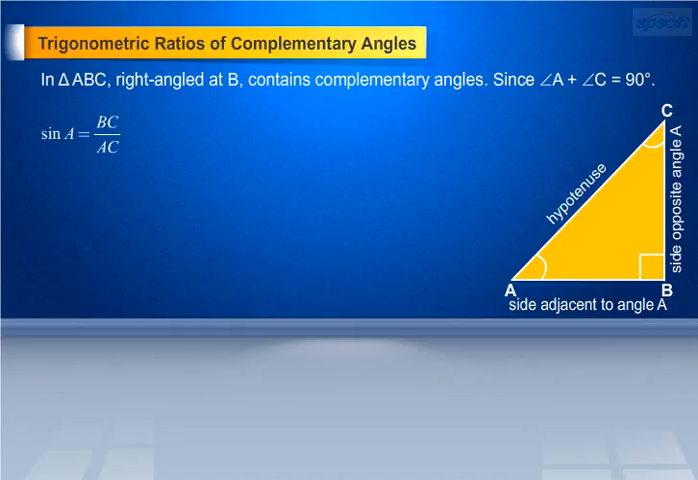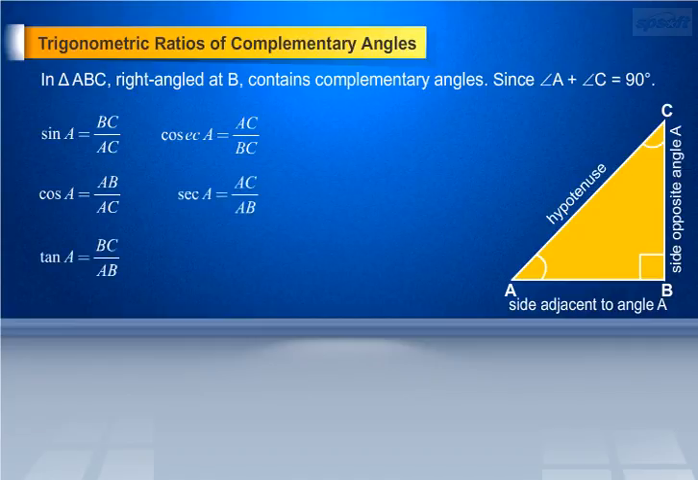As we know, sin A equals BC by AC, cosecant A equals AC by BC. Cos A equals AB by AC, secant A equals AC by AB. Tan A equals BC by AB, cot A equals AB by BC. Represent the above ratios as set 1.